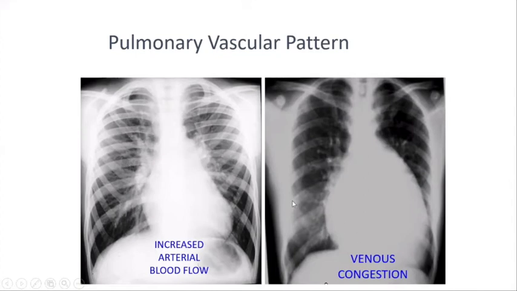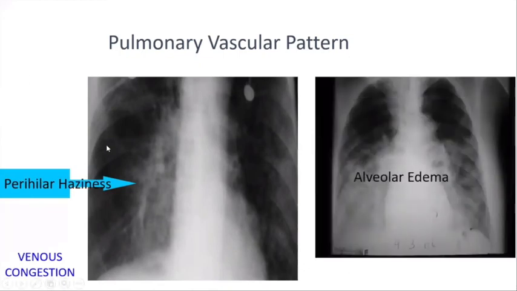There is venous congestion. In venous congestion, we can see interlobular septal thickening, while in pulmonary artery hypertension, the descending pulmonary artery is larger in diameter, more than 17 millimeters. But this is not a clear-cut differentiation between venous congestion and increased arterial flow. However, in venous congestion, there is increased septal thickening. Septal thickening we will also be discussing later, about the Kerley lines associated with venous congestion.